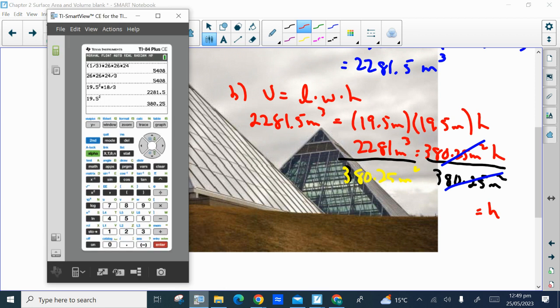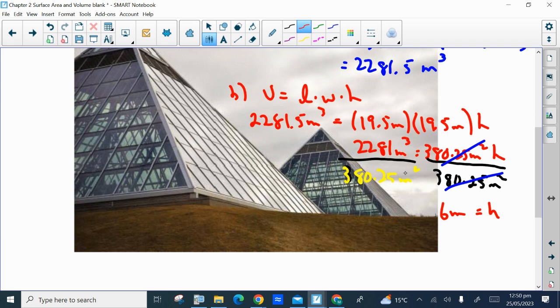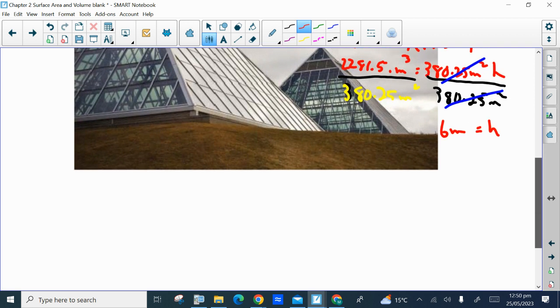And on the left side, we need to take that 2281.5 and divide it by that previous answer. So the height would have to be 6 meters. You're also dividing meters cubed by meters squared. And for that, we follow our laws of exponents. You're dividing powers with the same base, so you subtract the exponents and the base stays the same. I forgot the 0.5 when I wrote this down. There we go. Okay?